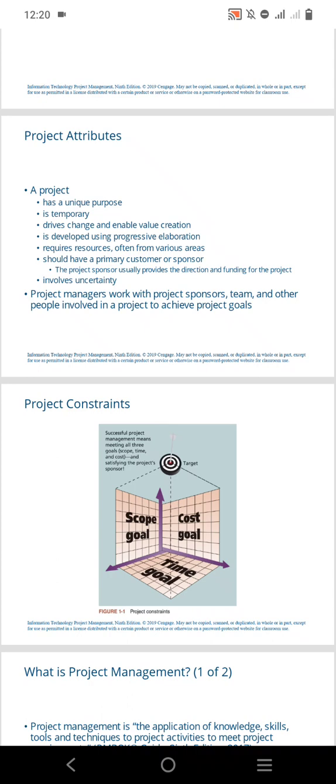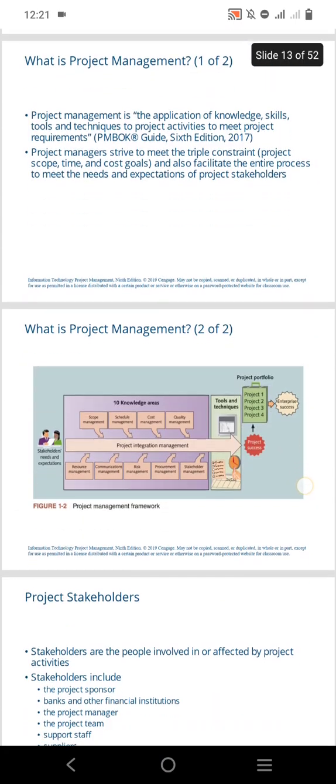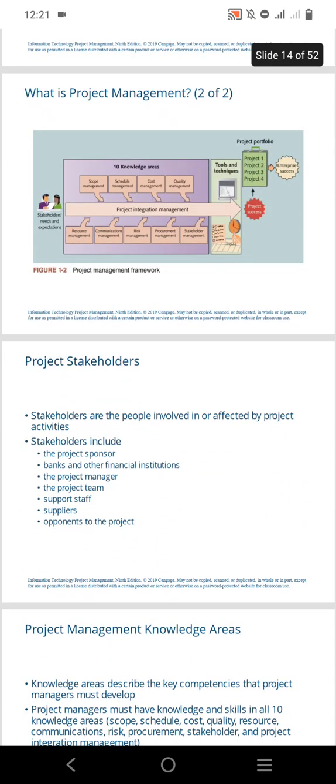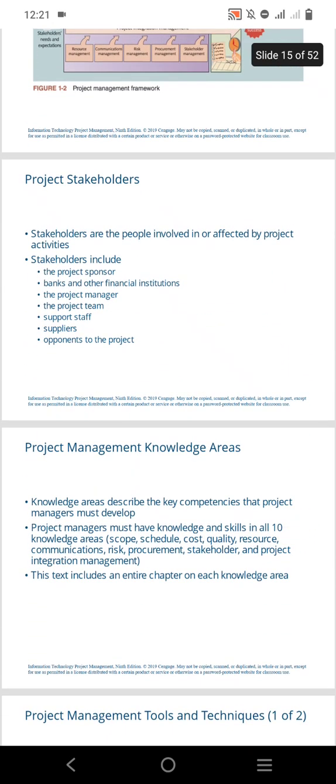So a project management that is successful means that these three constraints have been met, and these constraints are the scope, the time, and the cost. And of course, successful project management also means that the person that has sponsored that project is satisfied. We have already described what project management is, and then talking about the project stakeholders.